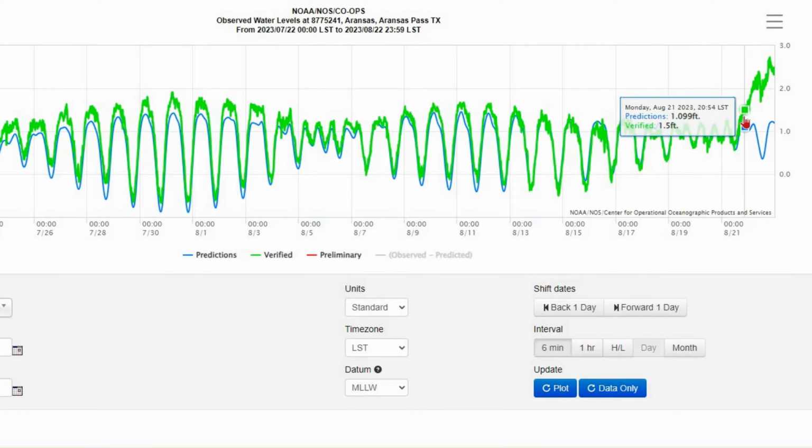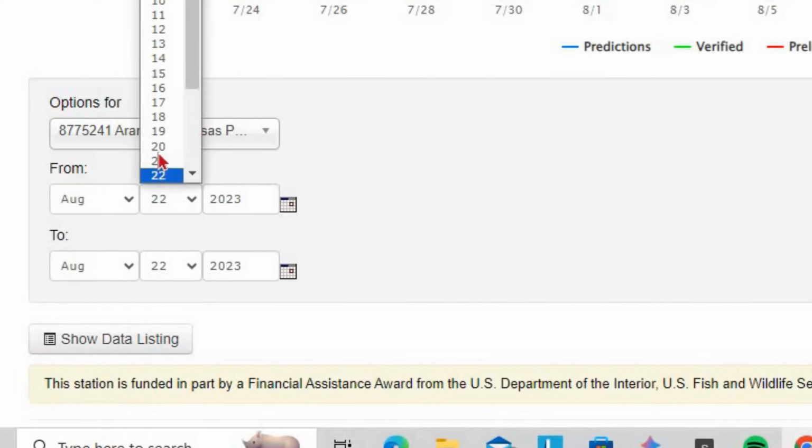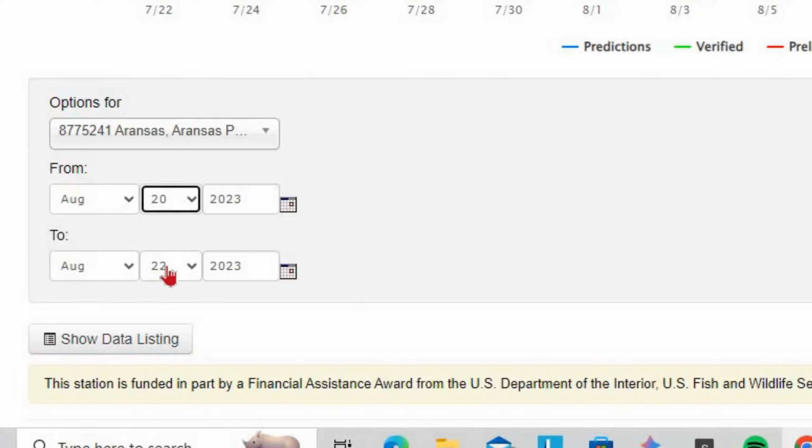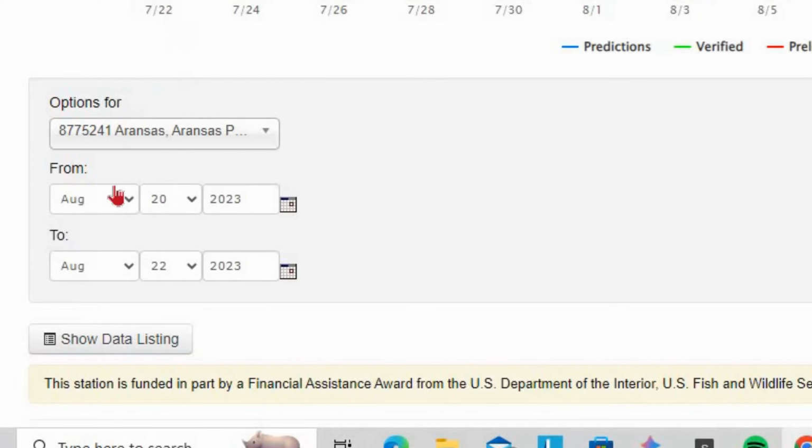So we had a storm come through about August 21st. So I'm going to take the date to August the 20th, the day before, and then a few days after, I'm going to show you what that storm did to our tide levels.